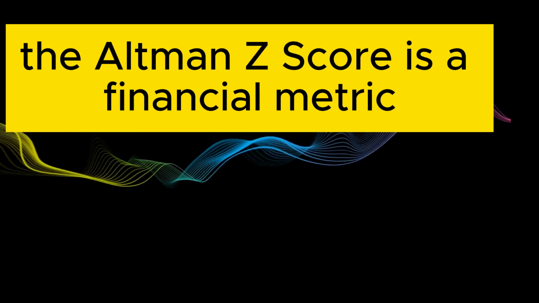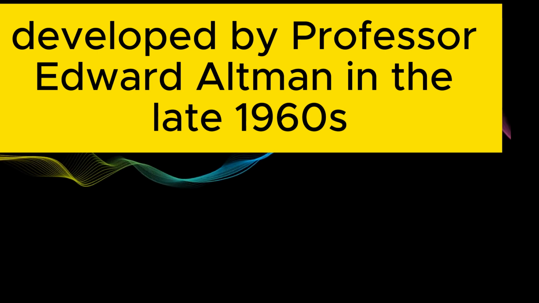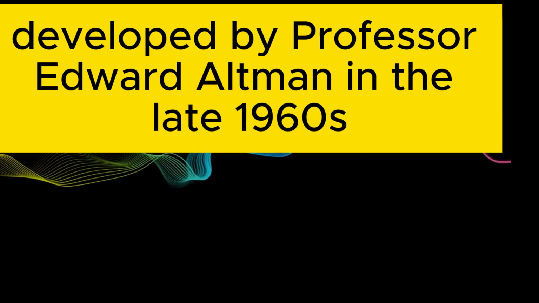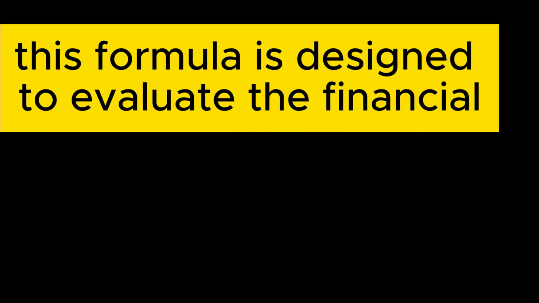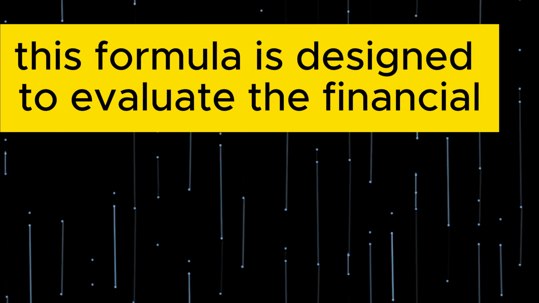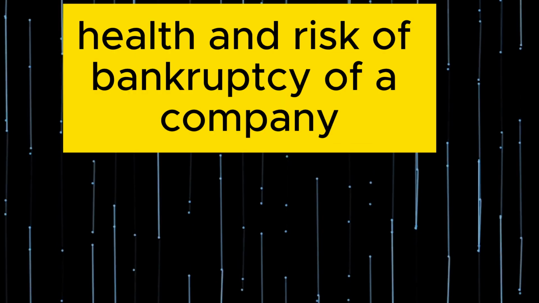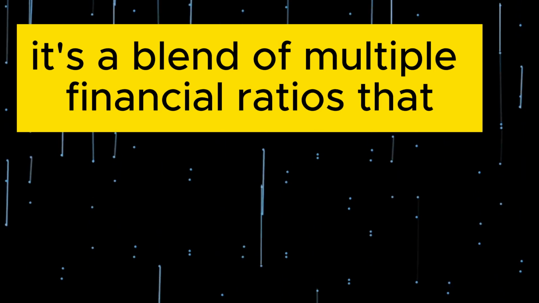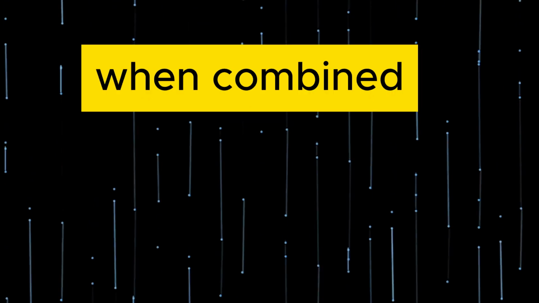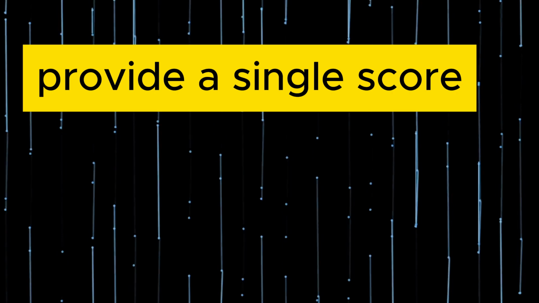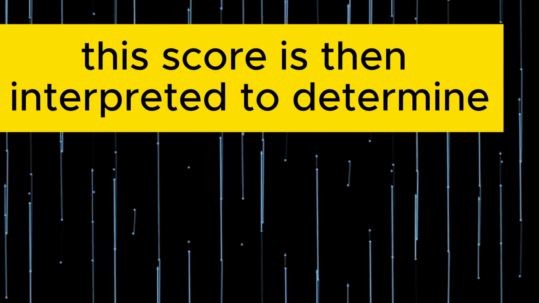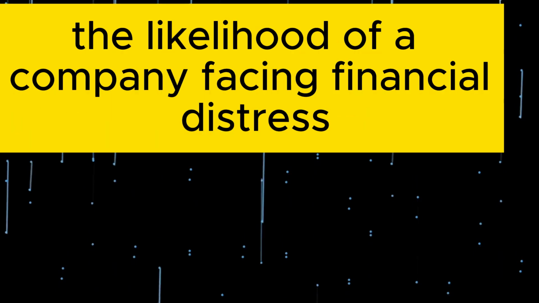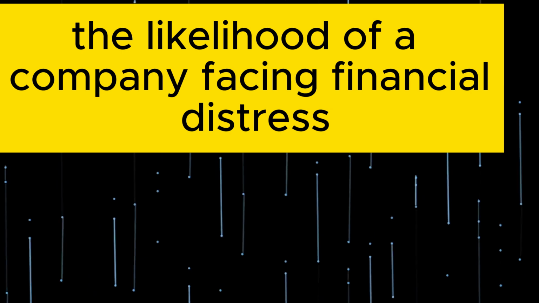The Altman Z-score is a financial metric developed by Professor Edward Altman in the late 1960s. This formula is designed to evaluate the financial health and risk of bankruptcy of a company. The Z-score is more than just a number. It's a blend of multiple financial ratios that, when combined, provide a single score. This score is then interpreted to determine the likelihood of a company facing financial distress.